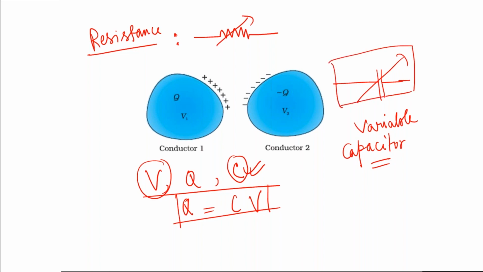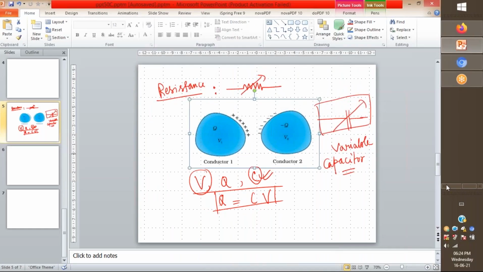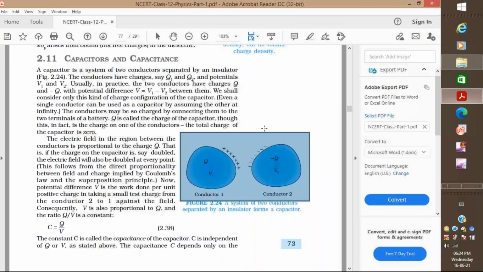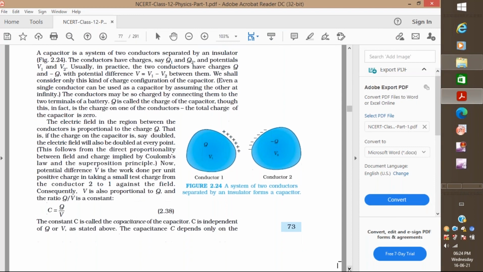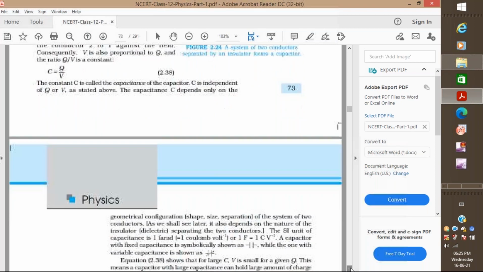Okay, now, these are actually discussed nicely in your book. You can just go through. If you don't understand this part, I have discussed it. So one more thing I have to discuss. See, in this case, they are saying C is called the capacitance of the capacitor, and this capacitance depends on geometry, or the configuration of the conductors you have used.